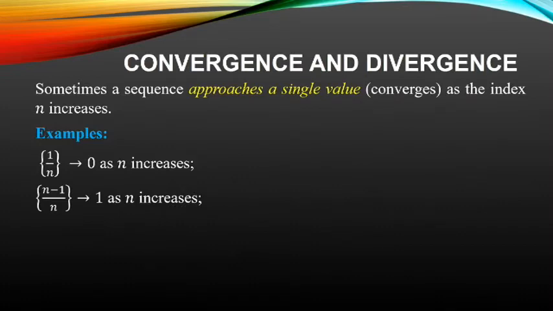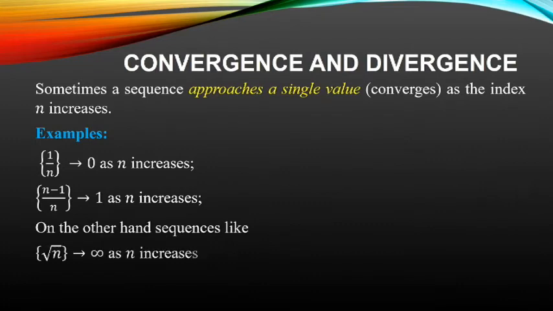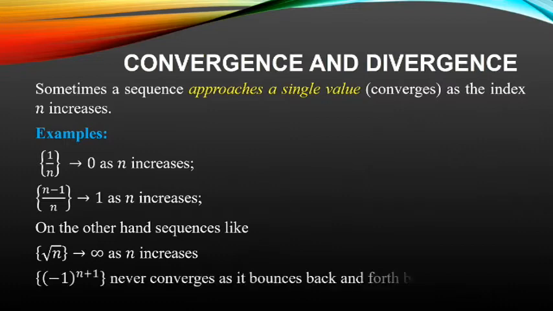Another one is n minus 1 over n, which approaches 1 as n increases. By taking the theorems on limits, we can solve these things. On the other hand, sequences like square root of n approach infinity as n increases, since square root of larger numbers is still large numbers, and so on. And another one is negative 1 raised to n plus 1, which never converges as it bounces back and forth between 1 and negative 1, as we have seen previously.